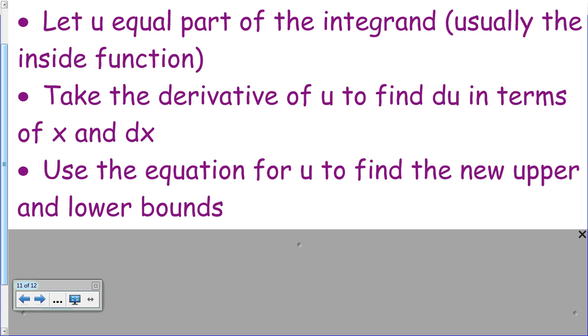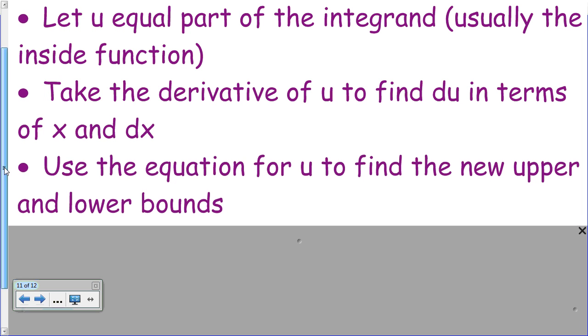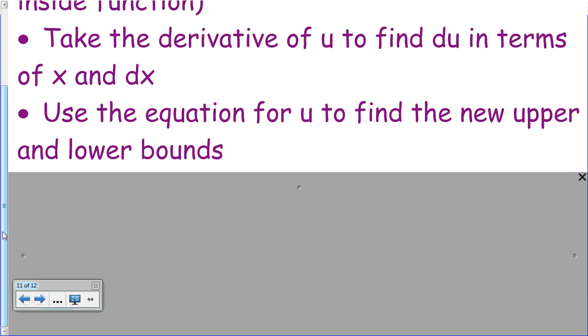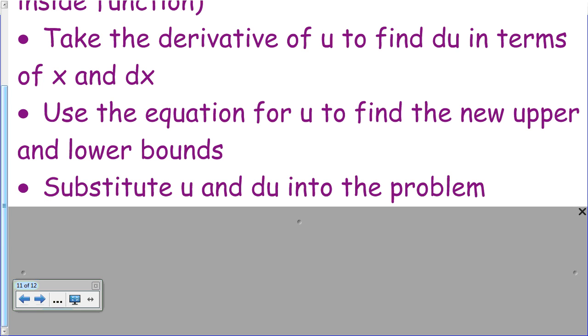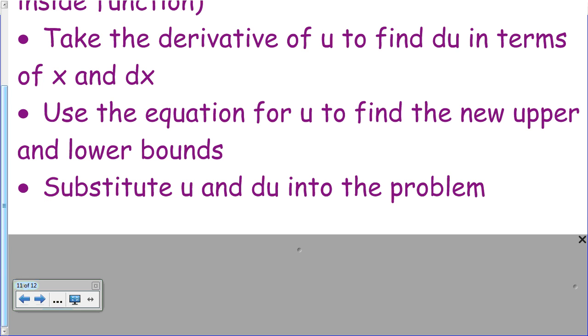Just simply take your x value, plug it in to that equation for u, and it'll tell you the corresponding u value. Do the same for both of those, the upper and lower bound, and you've got yourself a new upper and lower bound in terms of u. And then finally, substitute u and du back into the problem and solve. Just like you have already solved problems that involved x. In fact, you've seen some that have involved other variables like t and so forth. It's the same type of problem, it's just in terms of a new variable.